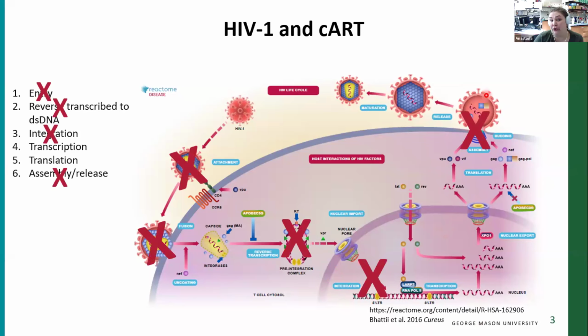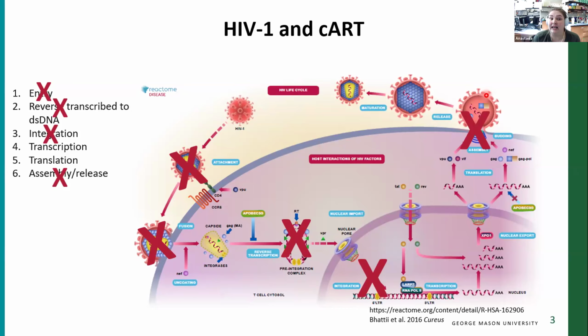Although there is no cure for HIV, there is our therapeutic regimen, combined antiretroviral therapy, or CART, that targets multiple stages within the viral life cycle. And the introduction of CART has extended the lives of those living with HIV to lifespans similar to those without.